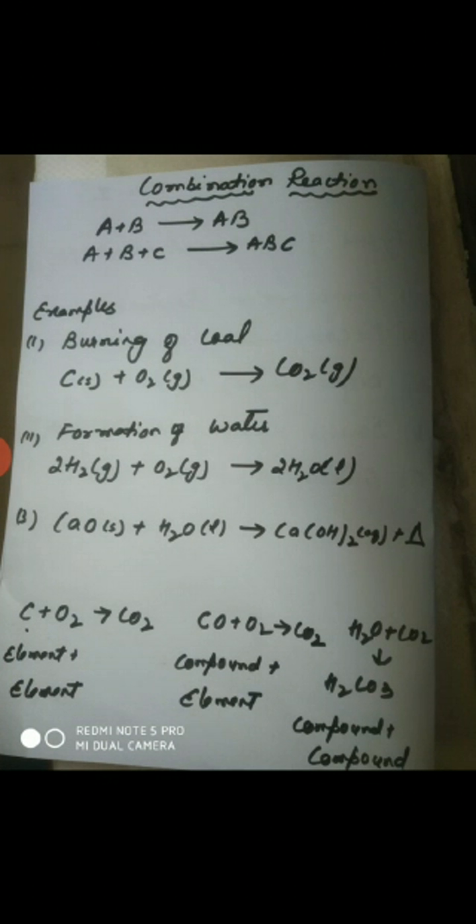So now we are going to discuss a few examples. The first example is the burning of coal. When carbon burns in the presence of oxygen, carbon combines with oxygen and forms carbon dioxide. Here also, carbon is combining with oxygen. They both combine to form carbon dioxide.